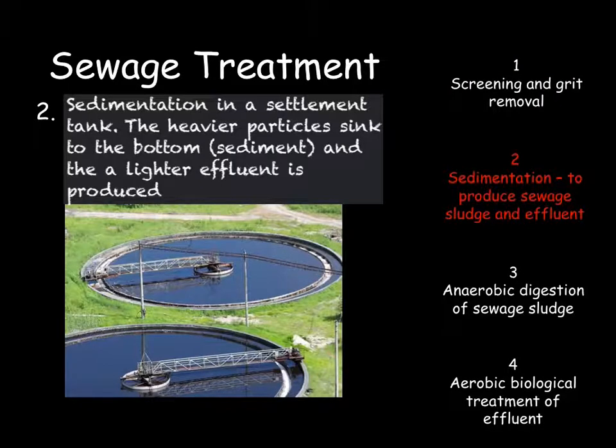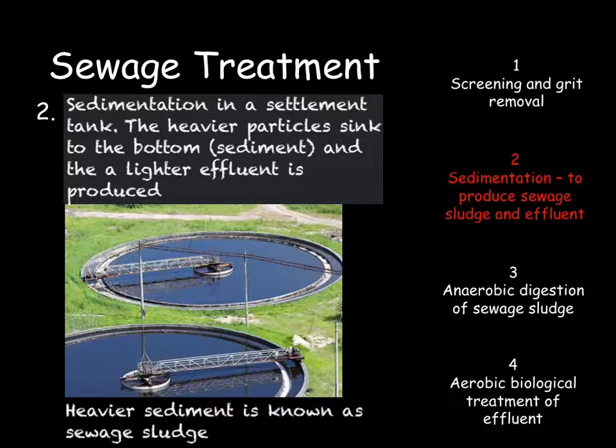Our second stage is sedimentation, which happens in a settlement tank. In this, the heavier particles sink to the bottom to form a sediment, and the lighter particles stay on the top, forming the liquid part, which is the effluent. This heavier sediment is known as sewage sludge. In the next two steps, we will look at what happens to this effluent as well as what happens to this sewage sludge.